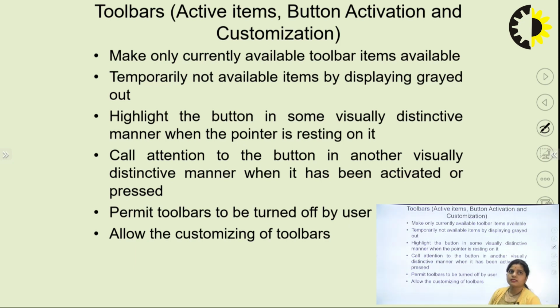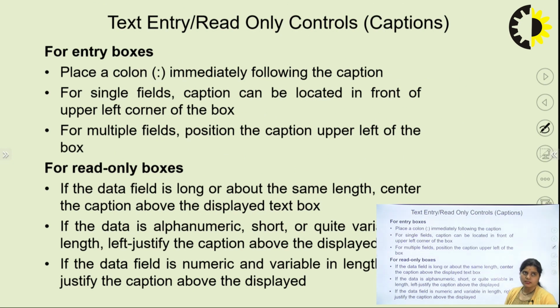What are the active items, button activation and customization of the toolbars? It makes only currently available tool items active, and temporarily unavailable items are displayed grayed out. Just like I said before for command buttons, it highlights the button in some visually distinctive manner. Call attention to the buttons in another visually distinctive manner when activated or pressed. It permits the toolbars to be turned off by the users, and it allows for customizing of the toolbars.